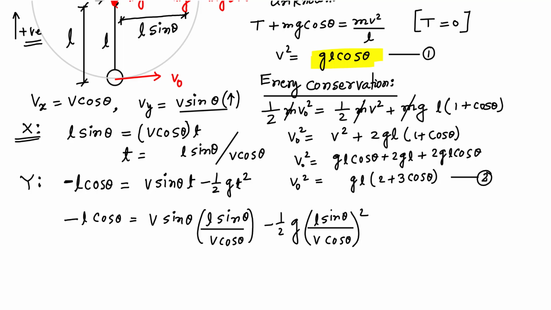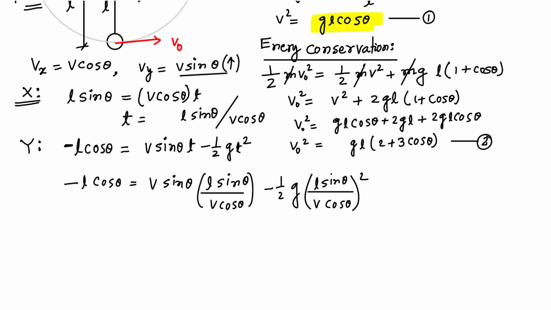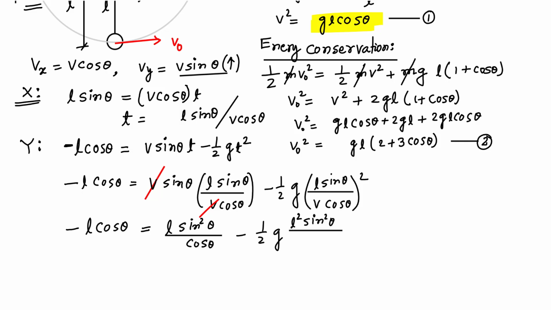So square of this. From here you can see this will become L cos theta, and this v gets cancelled out with this v. So you will have L sin square theta by cos theta minus half g, and this will become L square sin square theta divided by v square cos square theta.